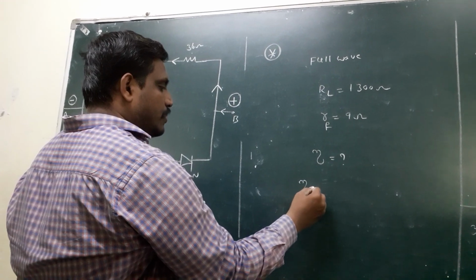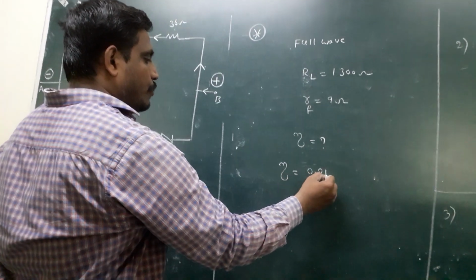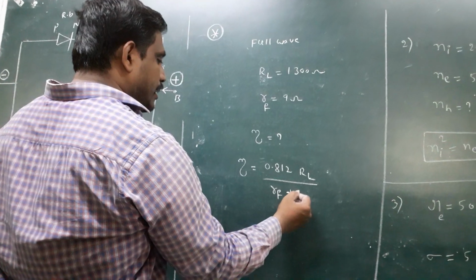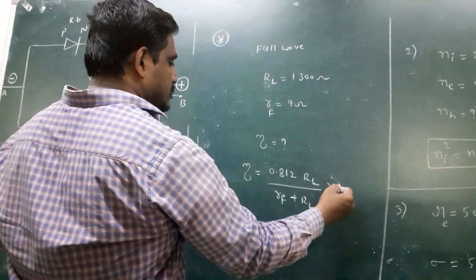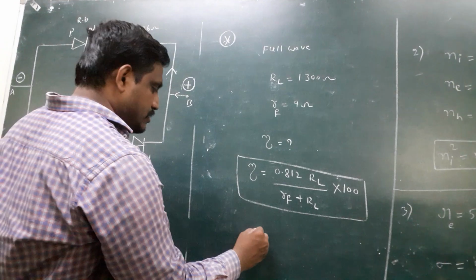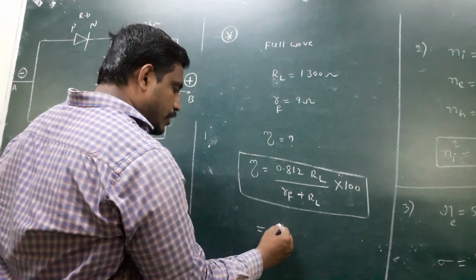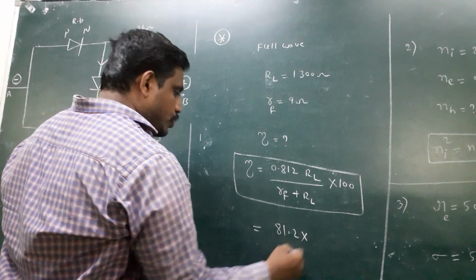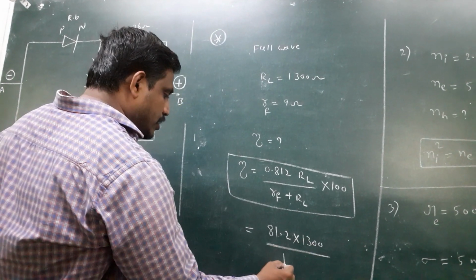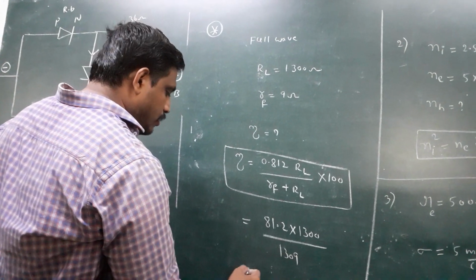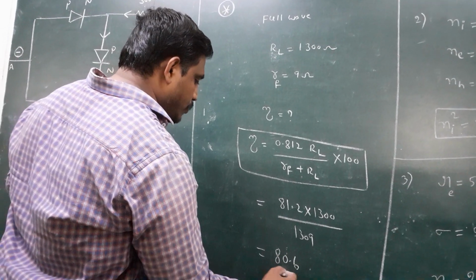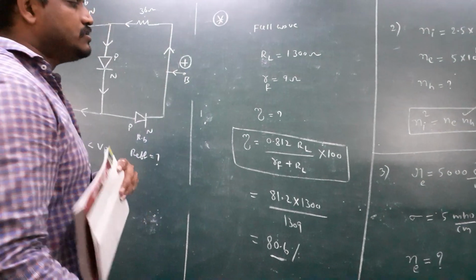The efficiency formula of the full wave rectifier is 0.812 RL by RF plus RL. Given options are percentages, so multiply by 100. 81.2 into RL, which is 1300, by 9 plus 1300, nearly 1309. Simply this gives 80.6%. Okay, this is the full wave rectifier.